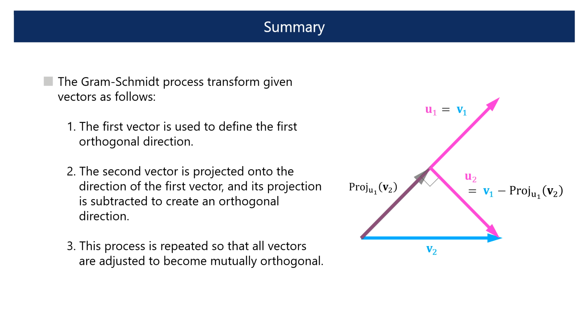The space spanned by the original vectors and the space spanned by the orthogonalized basis are the same. Using an orthogonal basis makes operations such as projections and inner product calculations more efficient. And it becomes easier to understand the relationship between vectors.